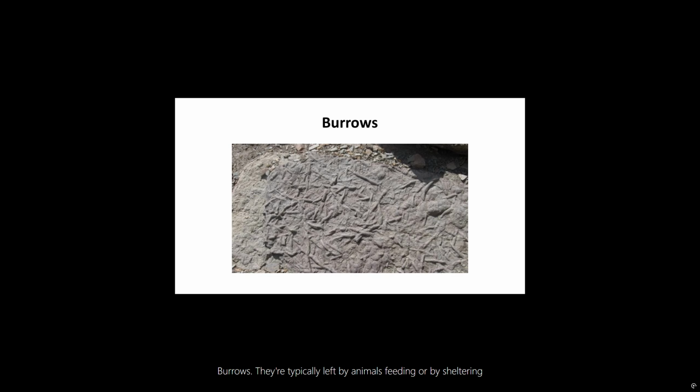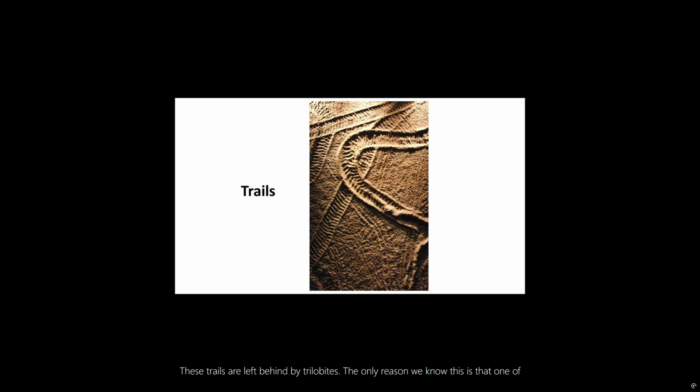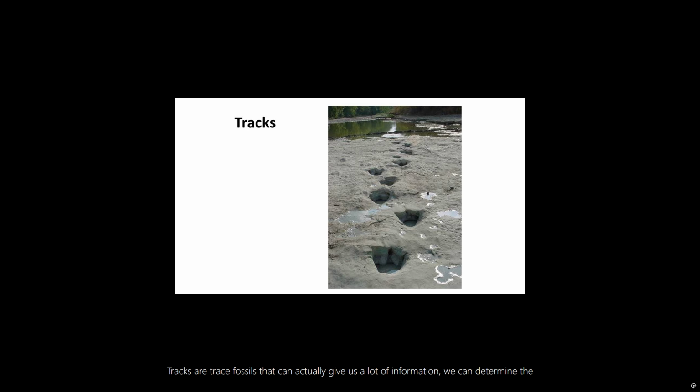This is a photo of burrows. Burrows are typically left by animals feeding or by sheltering in the sediments. These trails are left behind by trilobites. The only reason we know this is that one of the unlucky critters died at the end of the trail. Tracks are trace fossils that can actually give us a lot of information. We can determine the environment. We can determine if the animal was running or walking by measuring its gait. We can often find adult and juvenile tracks together, sometimes entire herds, which tells us about their social hierarchy. What we can't always determine is what animal left the tracks.